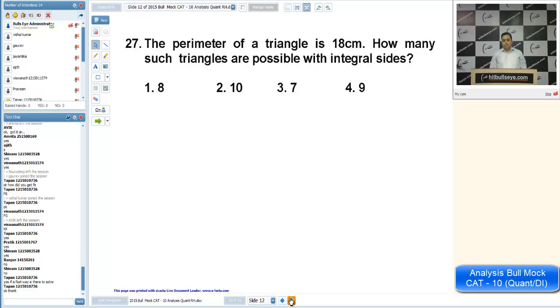Okay, I think this is a very easy question. This is very easy.